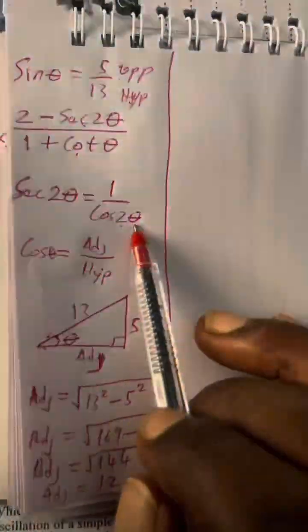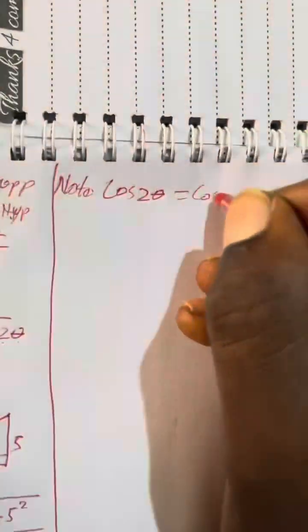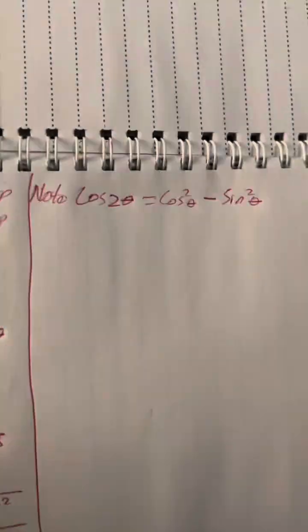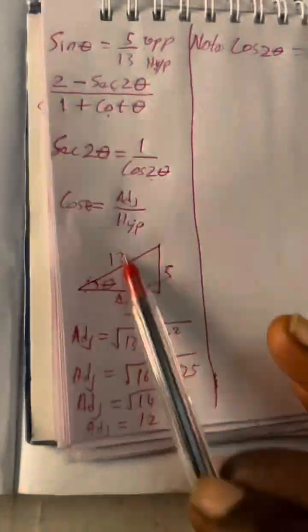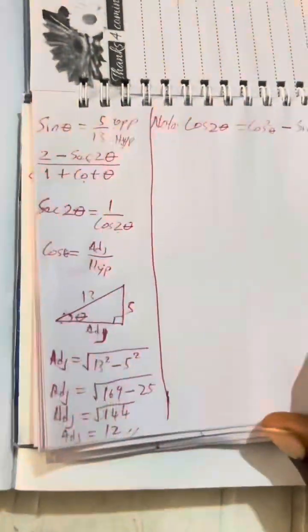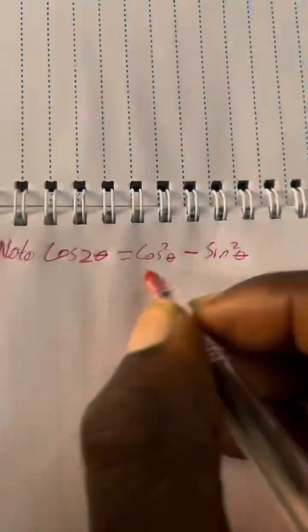So what is cos 2 theta? Please note this down: cos 2 theta is equal to cos square theta minus sine square theta. It would take a long method to prove, so just note it down. If you want to go further, you can look for theta, multiply it by 2, and take the cos to get your answer. But I want to use this formula. I love using new things. So cos 2 theta is cos square theta minus sine square theta.